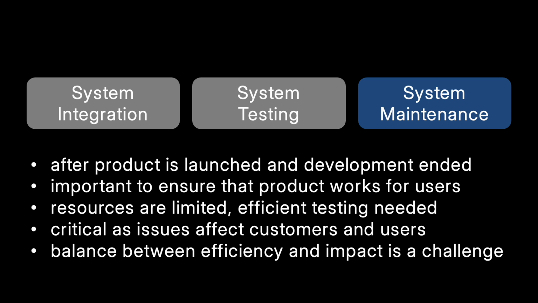The amount of testing that is done should be well thought through, because the resources during this phase are usually limited, and therefore it is important to pick the right tests and the right activities. At the same time, problems at this phase have direct customer impact. So this puts high importance and significance on the system maintenance. A balance of efficiency of test activities and impact of product problems is the challenge that has to be mastered during system maintenance.